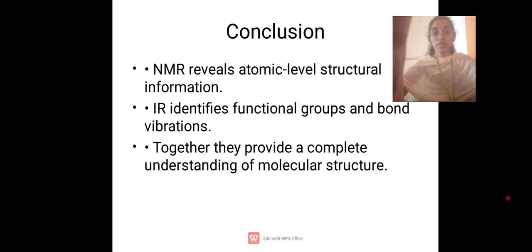Conclusion. NMR spectroscopy reveals atomic level structural information. IR identifies functional groups and bond vibrations. Together, they provide a complete understanding of molecular structure.